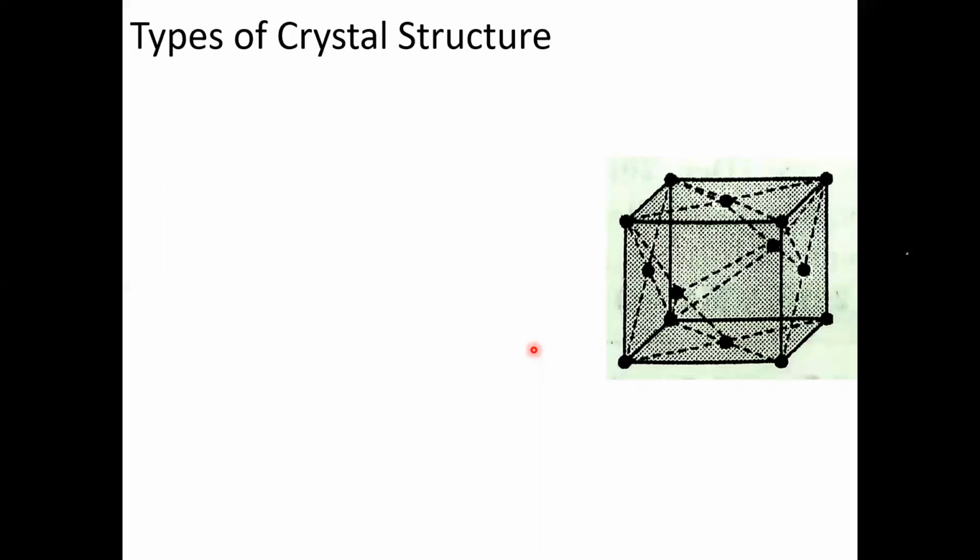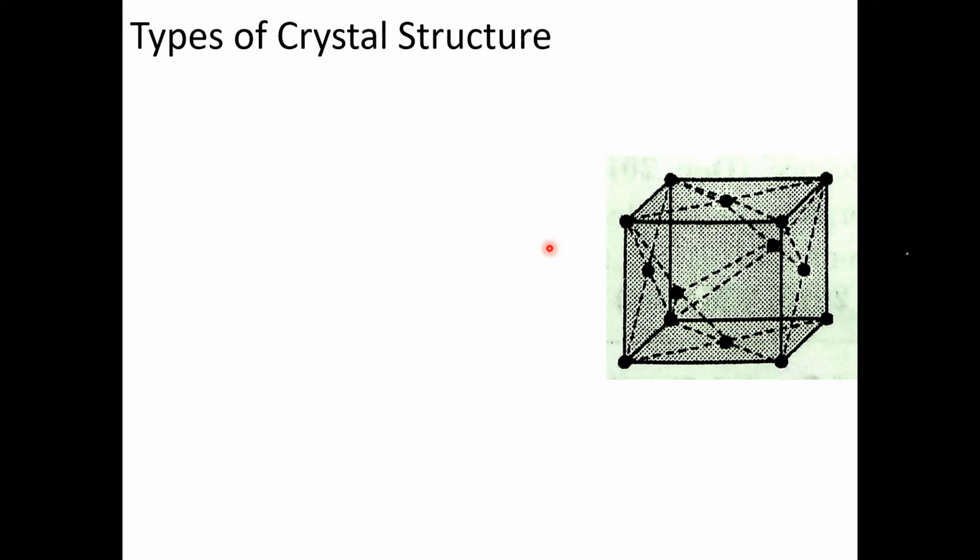Then next is face centered cubic structure. So this is face centered cubic structure. 8 corner atoms are there and every face has one center atom. So how many corner atoms are there in face centered cubic structure? 8. Yes. How many face centered atoms are there? 6. So 6 faces, each face having one center atom.